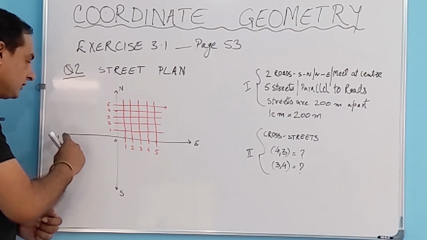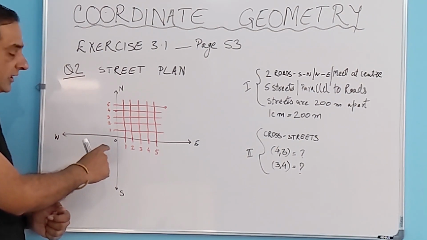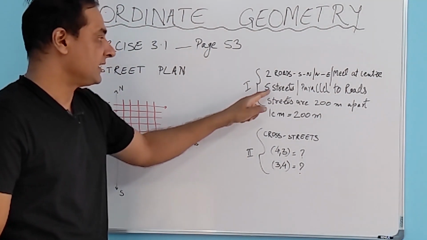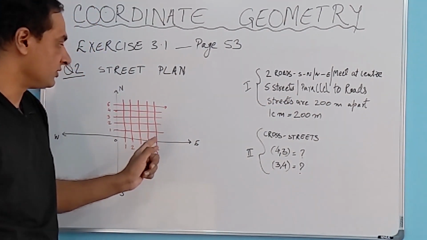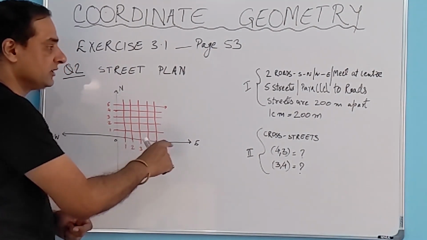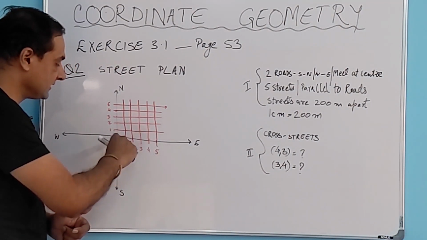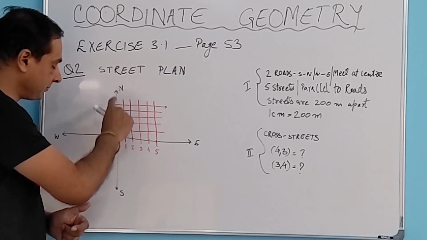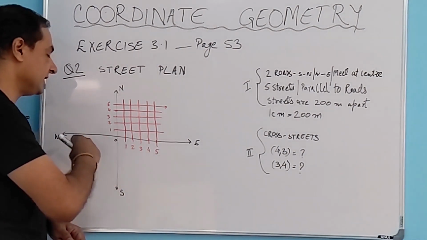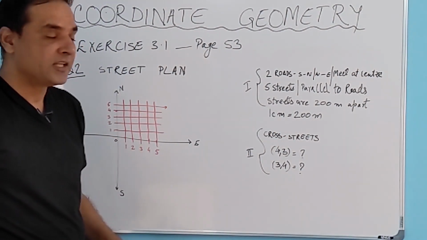This is north to south and this is east to west, and they are meeting each other at the center of the town, which I have named as O. And then the question says, there are 5 streets which are parallel to these roads in each direction, and these streets are 200 meters apart. So I have created these 5 streets. 5 streets which are parallel to the road which is north south, and 5 streets which are parallel to the road which is east to west, and these streets are 200 meters apart.